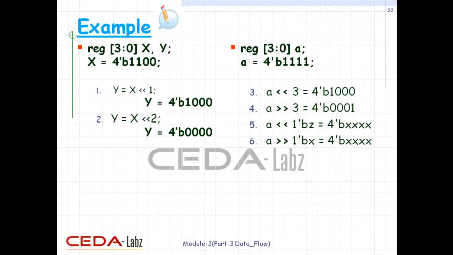Similarly, in second example, x is shifted by 2 bits. Hence, second bit value is shifted to fourth bit, first bit value is shifted to third bit, and remaining vacant positions, second and first one, are filled with zeros. Have a look at all other examples. It is very easy. Shift operators are useful because they allow the designer to model shift operations, shift and add algorithms for multiplication, and other useful operations.